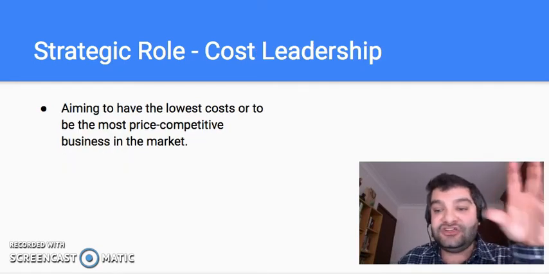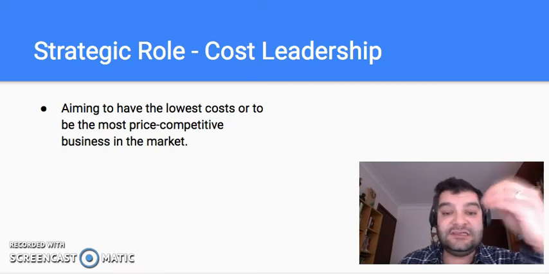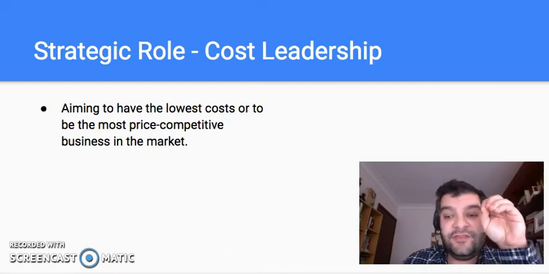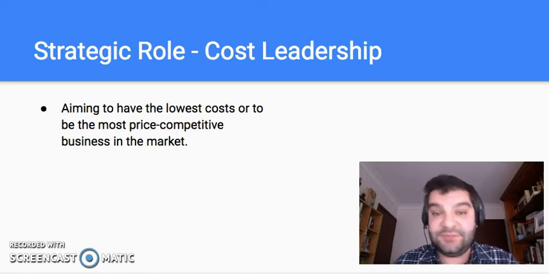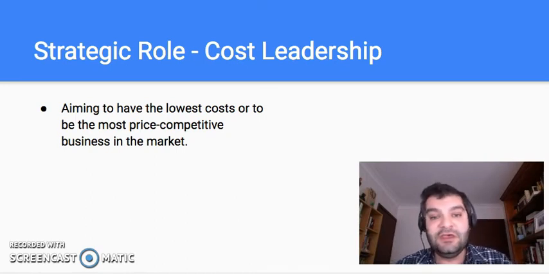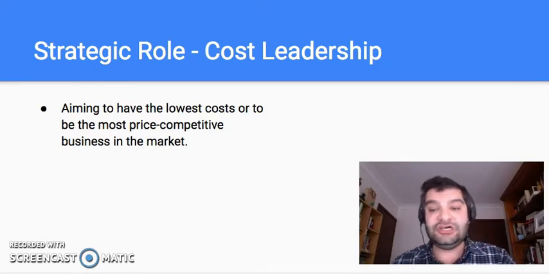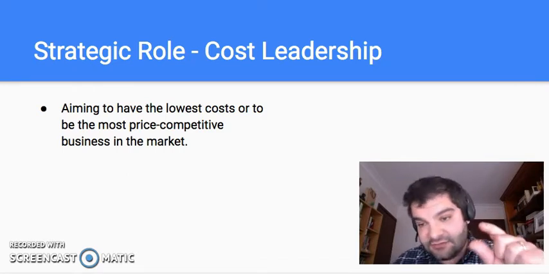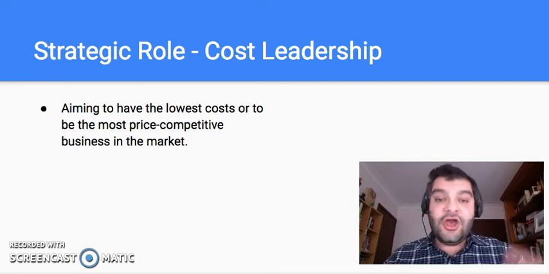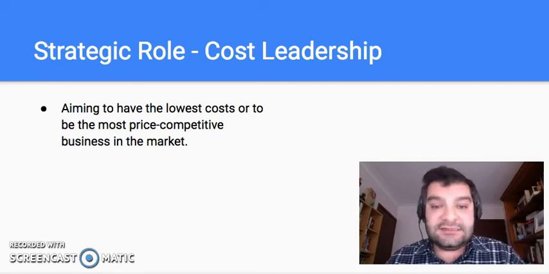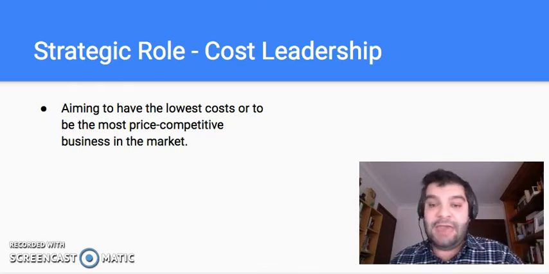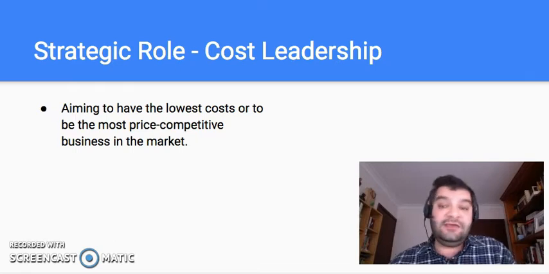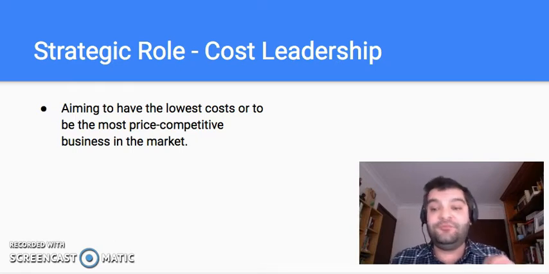Another way that the operations function is strategic is in cost leadership. This means that the business is aiming to have either the lowest costs or be the most price competitive business in the market, in the industry there. So again, finding a way to lower those costs means that you're also now going to have a competitive advantage over your competitors, because your point of differentiation here may not be quality, it may not be design, it may not be convenience, but it might just simply be price.